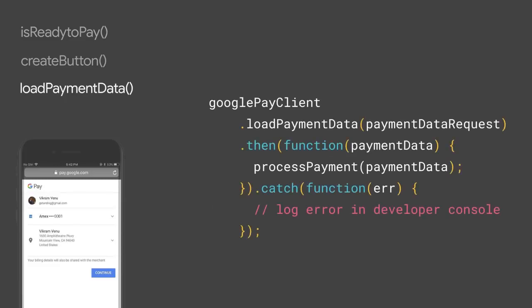Now that you've constructed the request object, you will pass it to Load Payment Data, an async call which will open our payment sheet. Once the user makes a selection, we will return to you a Payment Data object, which consists of metadata about the user's selection. It also includes the payment token, which you can use to complete the transaction.